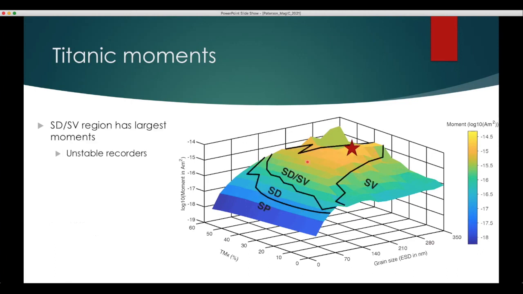But if we superimpose our domain state boundaries onto this, we see that this strongest moment occurs within the single domain, single vortex transition. So this is a little bit of a red flag, because what it's saying is that some of the strongest magnetizations carried by titanomagnetites may actually be carried by grains which are unstable recorders. So though it might be very strong in some of our laboratory measurements, especially the rock magnetic measurements, it may not necessarily be giving us a stable paleomagnetic signal. This is something that we need to dig into in a lot more depth and detail.